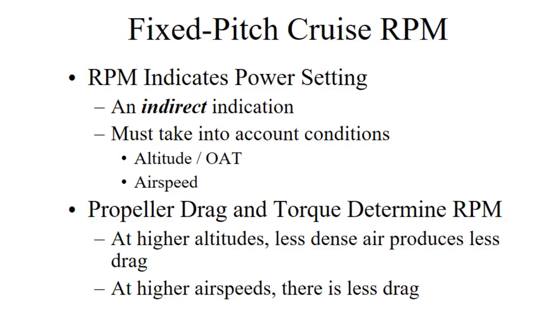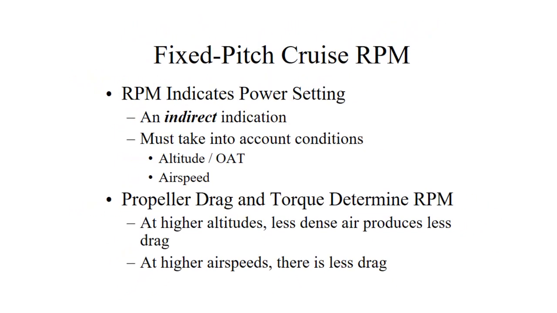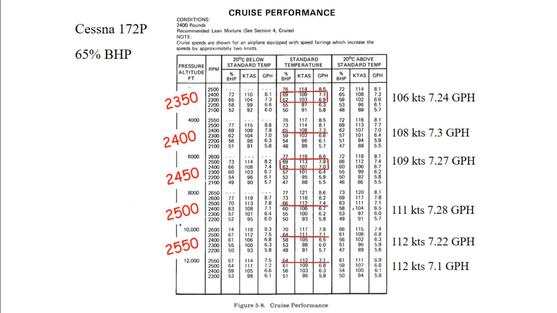In addition to that, at higher altitude, the less dense air produces less drag on the propeller, and so it's easier to make it spin fast. And so at higher altitudes, to get the same amount of power, you actually have to run it at a higher RPM, because if you set it at the same RPM you use down low, you're at a lower manifold pressure than usual, and that gives you less power. We'll take a closer look at that here.